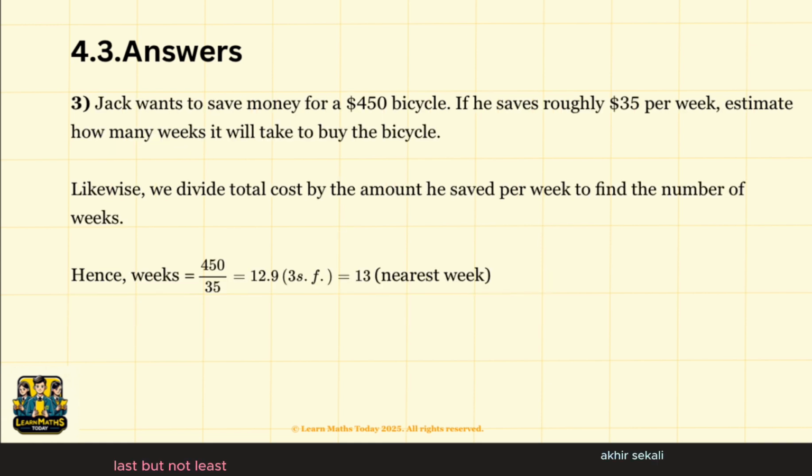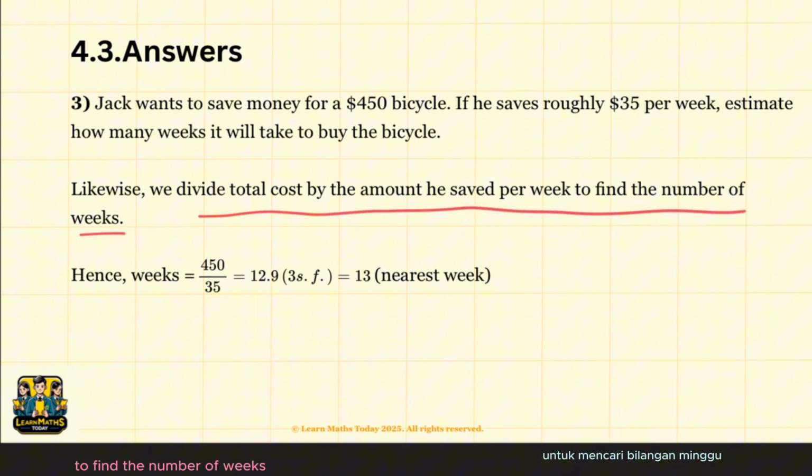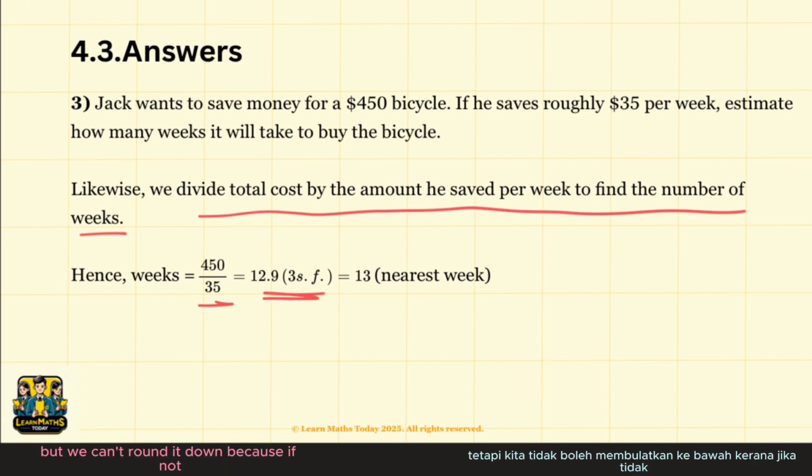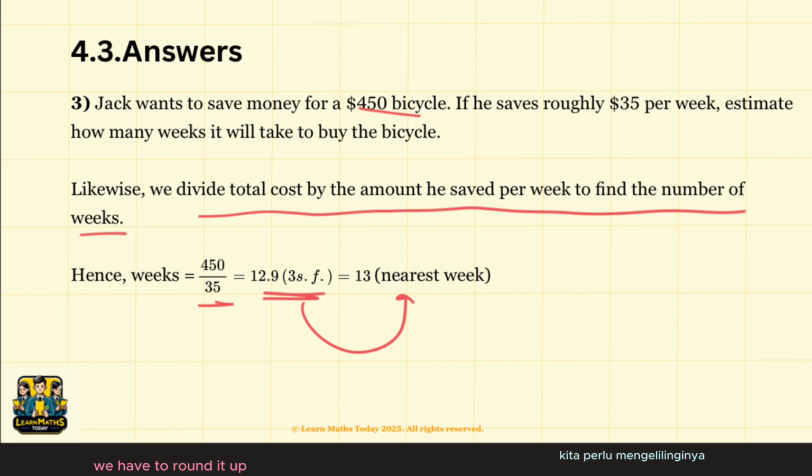Last but not least, Jack wants to save this much, and as we look, we need to divide the total cost by the amount he saves per week to find the number of weeks. So we take this division and we get 12.9, which is 3 significant figures. But we can't round it down, because if not, he wouldn't save enough for the bike. Therefore, we have to round it up to get the nearest week.